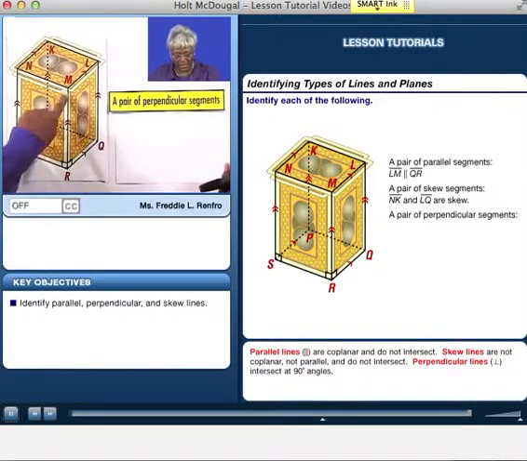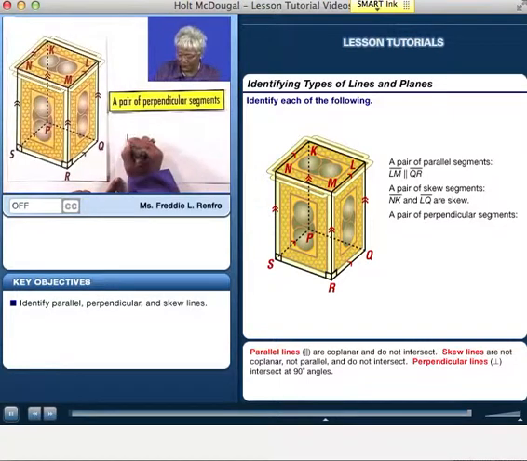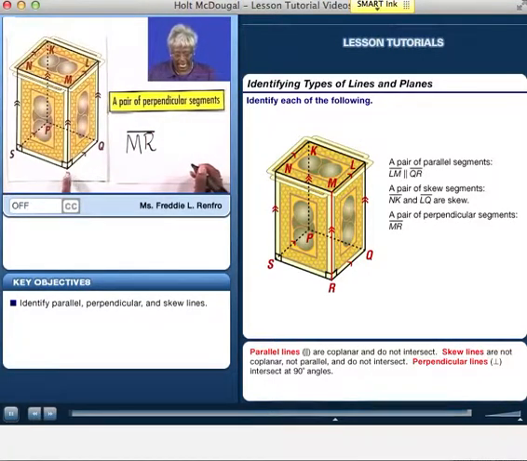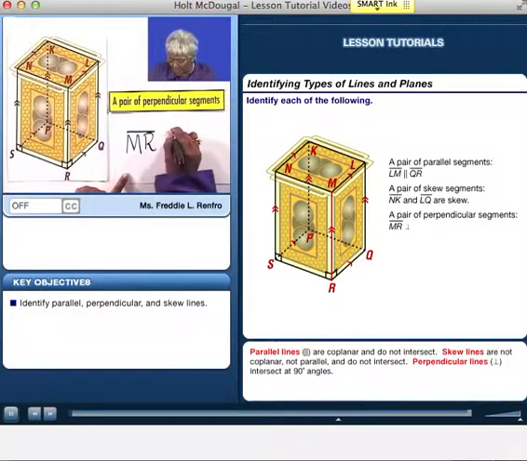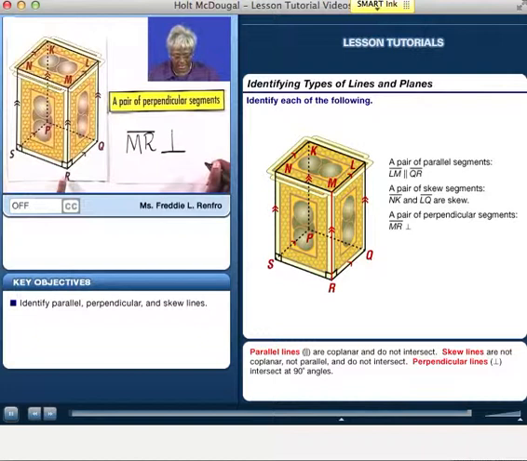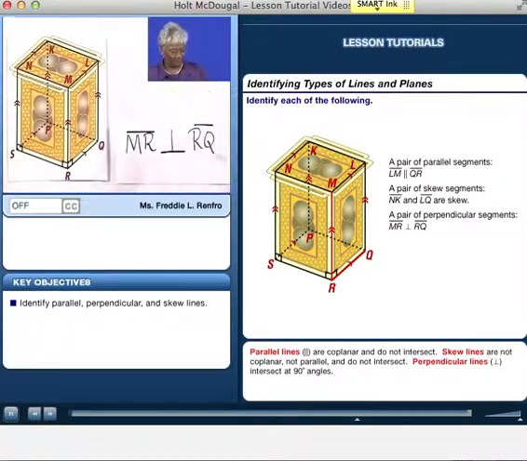Line segment MR, remember the symbol for perpendicular, is perpendicular to line segment RQ. Got it? Okay. One more.